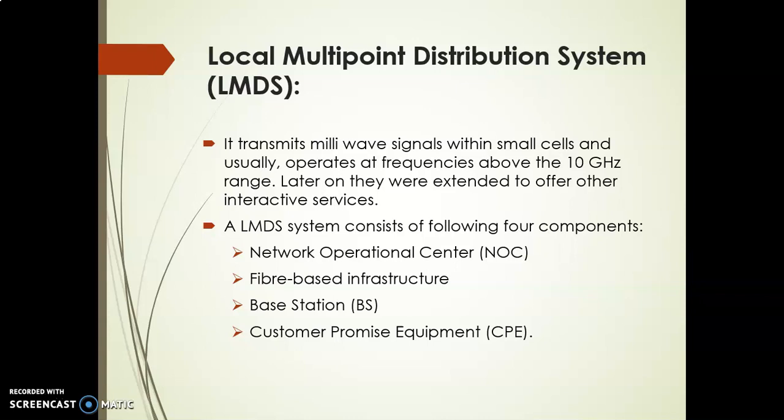Now, the LMDS system consists of the following four main components. That is, first is network operational center NOC. Second is a fiber based infrastructure. Third is a base station, which is your fixed station. And fourth is a customer premise equipment, that is CPE equipment.